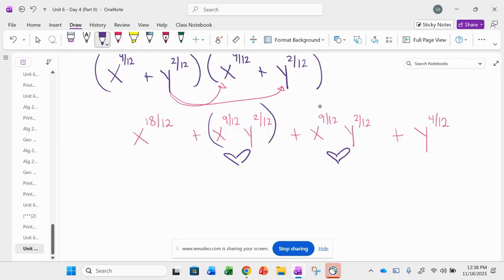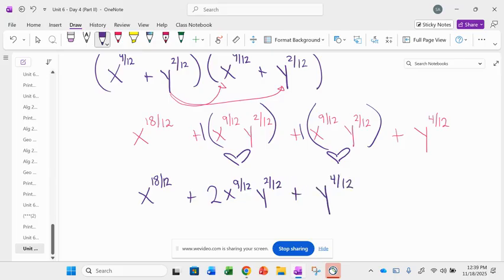I'm going to combine my like terms right here, right? So I have this whole quantity and this whole quantity. Isn't there a 1 in front of each of these? So I'm going to have x to the 18/12 plus 2 times x to the 9/12 y to the 2/12 plus y to the 4/12. Because I can only put this middle term under the same radical, I'm going to keep them with a denominator of 12 to keep them in the same radical.